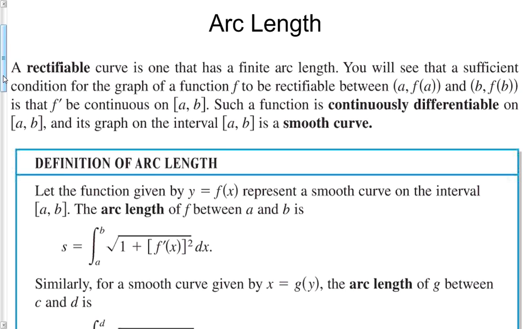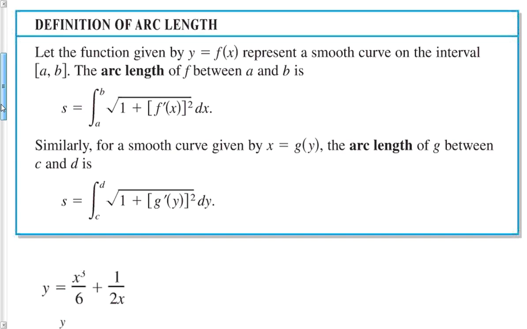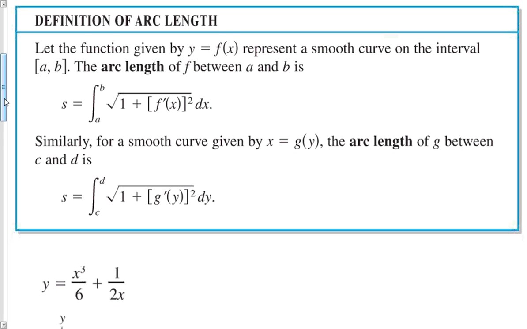Now here is the definition of the arc length. Let the function y equals f of x represent a smooth curve on the interval from a to b. The arc length of f between a and b is given by this formula. The arc length, which we denote s, is equal to the integral from a to b of the square root of 1 plus the derivative of the function squared, dx. That looks a lot like the distance formula, and that's because it is derived from the distance formula.